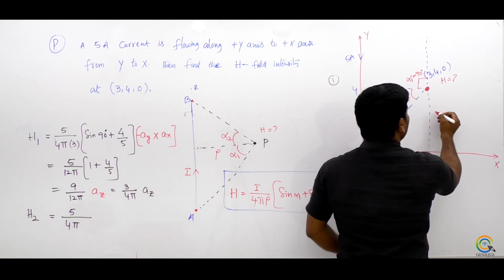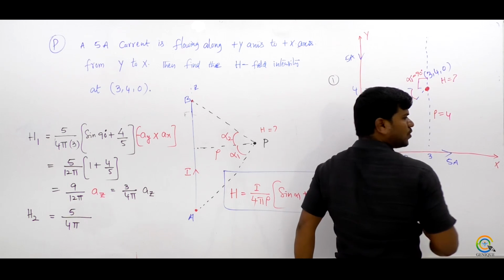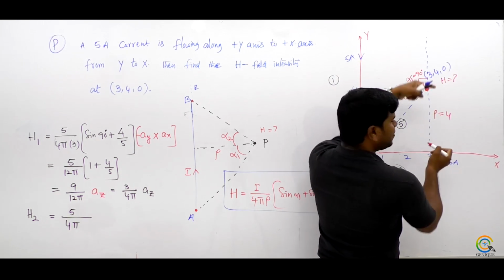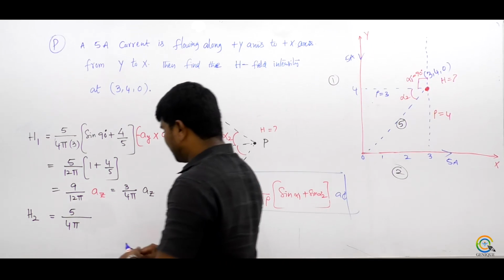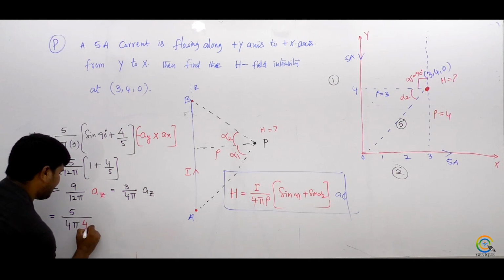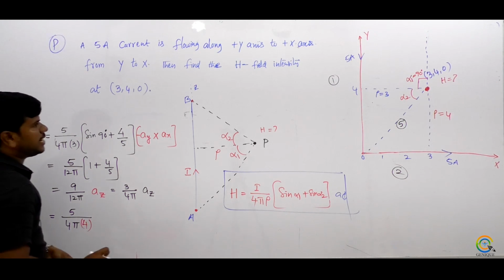Here it is rho now. Rho is equal to 4. From here to here it is rho now. It is the distance due to this current. I have to find the magnetic field intensity at that place. So here it will be 4.